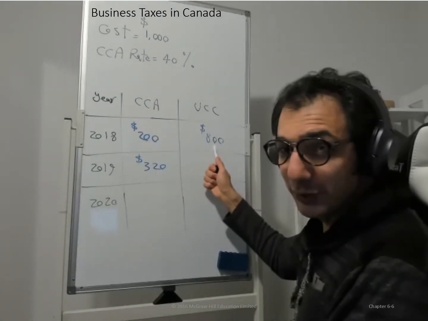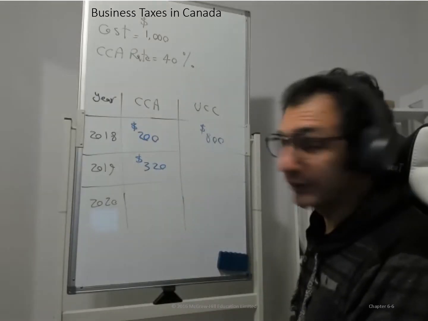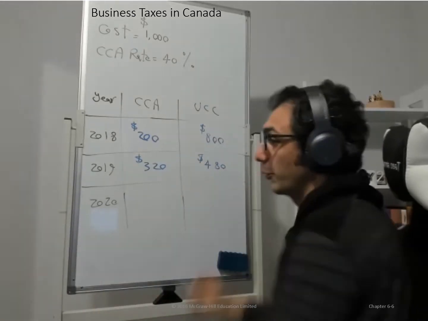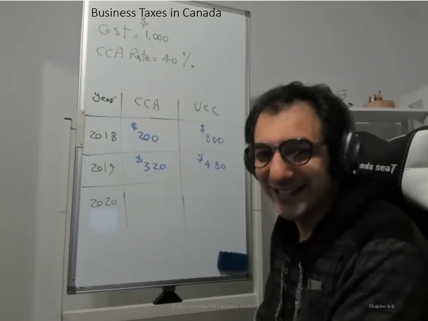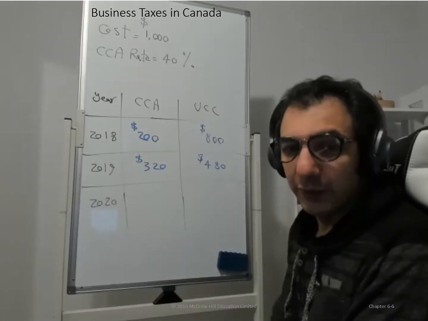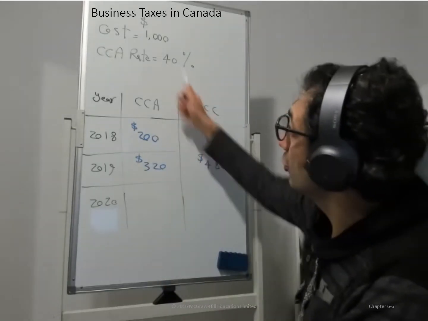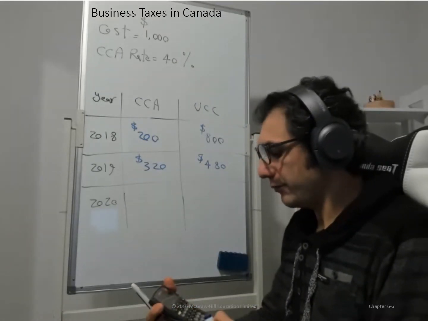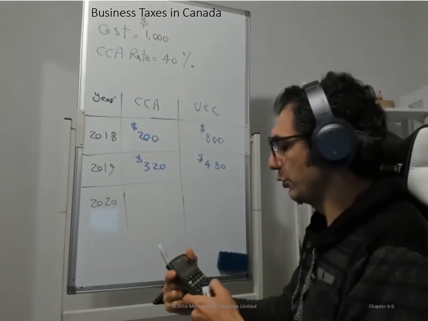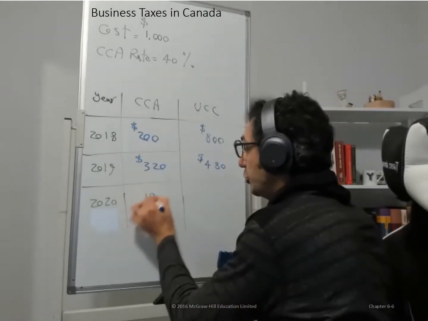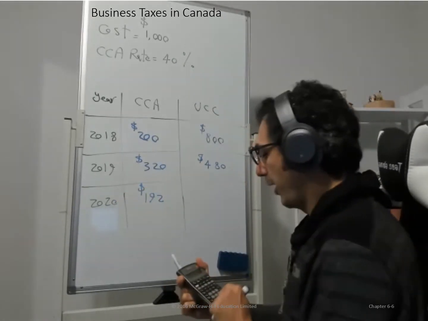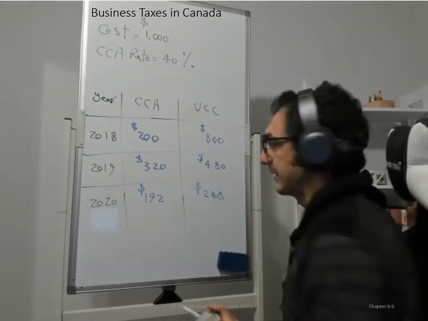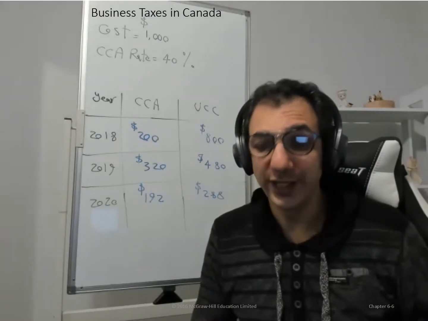How much was the UCC? 800 minus 320, it should be $480. That's the part which you haven't depreciated yet. And when it comes to the third year, again, you are applying 40%. 40% of $480. So let me calculate that. It gives you 192 to be exact. 480 minus 192 is $288, that's the UCC or undepreciated part.